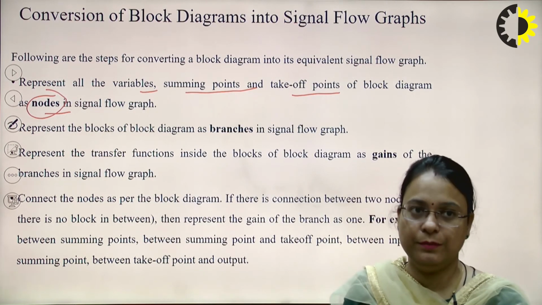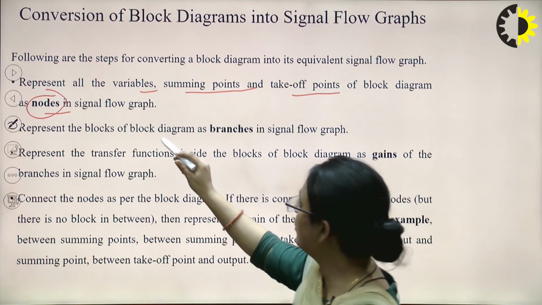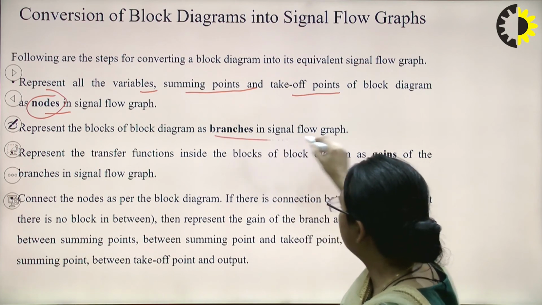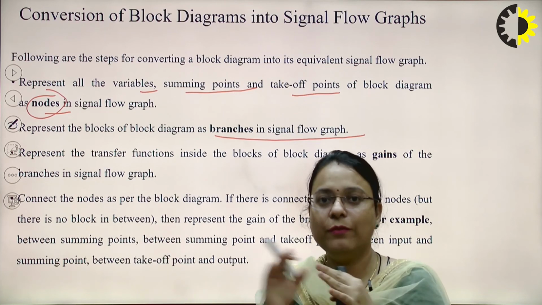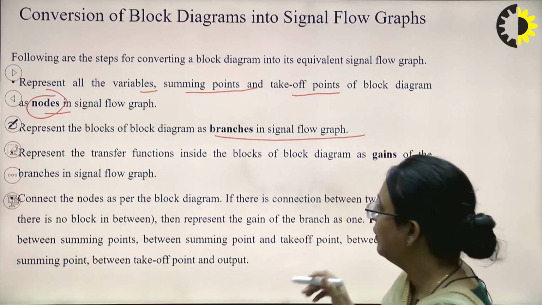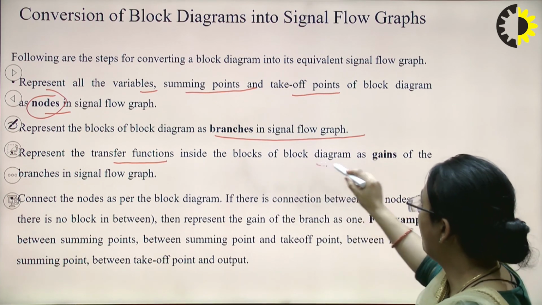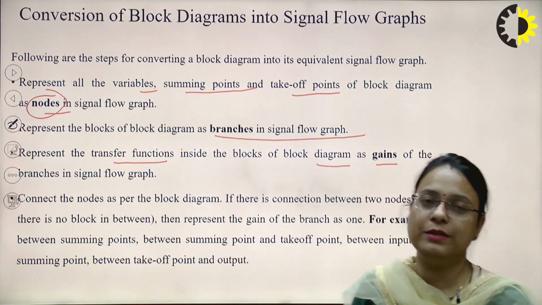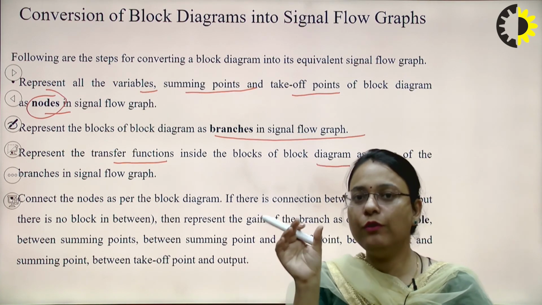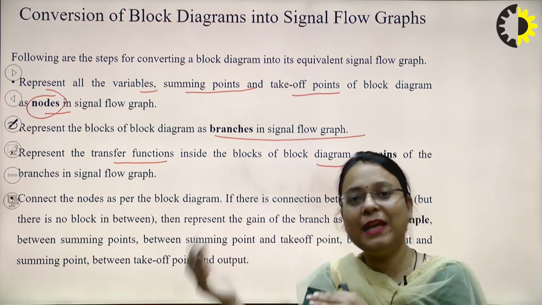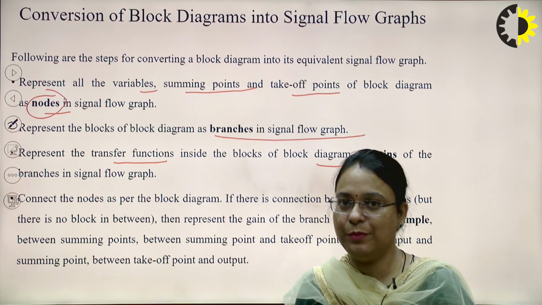Then the second point is to represent the blocks of the block diagram as branches in the signal flow graph. Connect these nodes with the branches. Third, represent the transfer function inside the block of the block diagram as the gain of the branches in the signal flow graph. As we have done in the previous slide also, the gain of the branch is the same as the transfer function of the block in the block diagram representation.